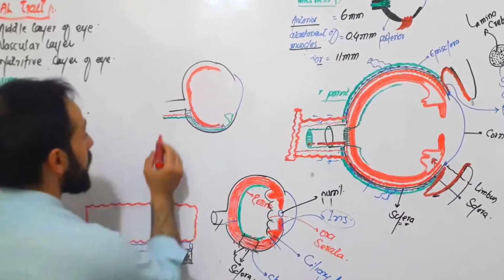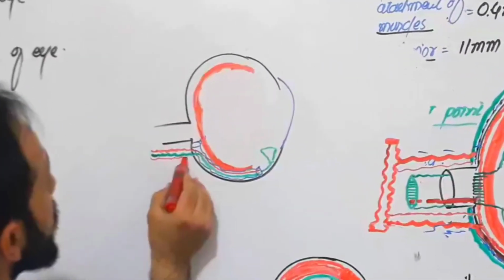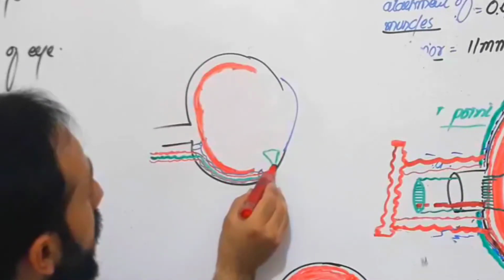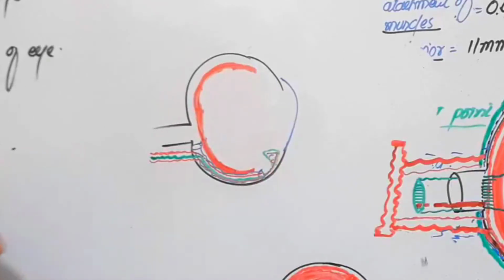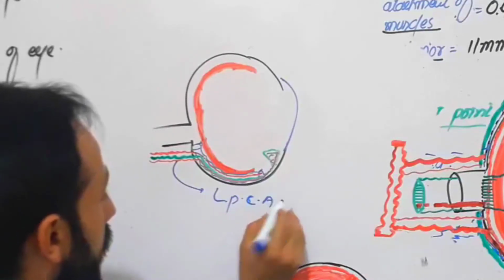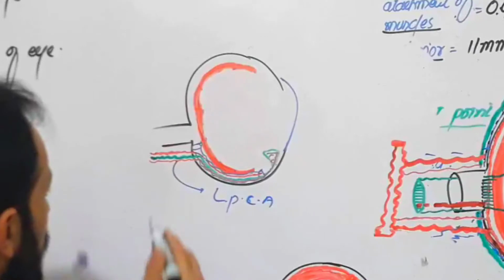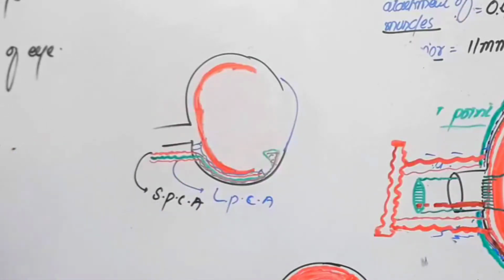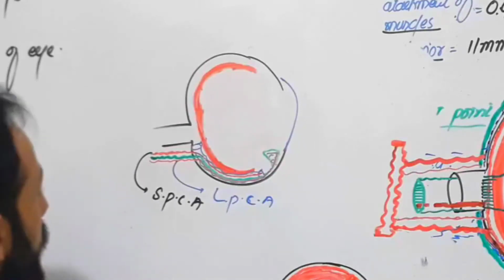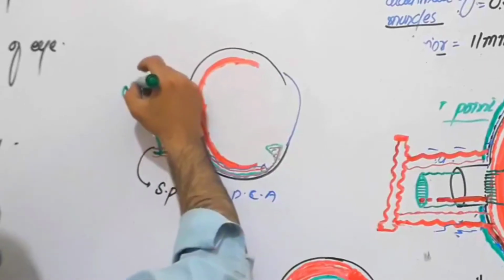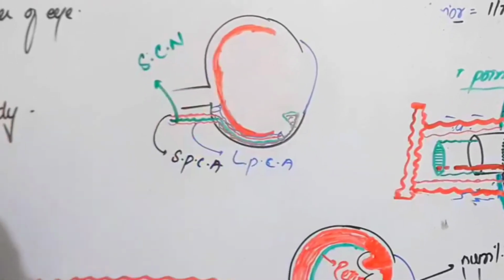Arteries, and then there are also long ciliary arteries, and these are also going into the suprachoroidal lamina and they reach the actual ciliary body, right? So what is this, friends? This is long posterior ciliary artery, right? And what is this one? This is short posterior ciliary artery, right? And my dear friends, what is this? This is short ciliary nerve, right?